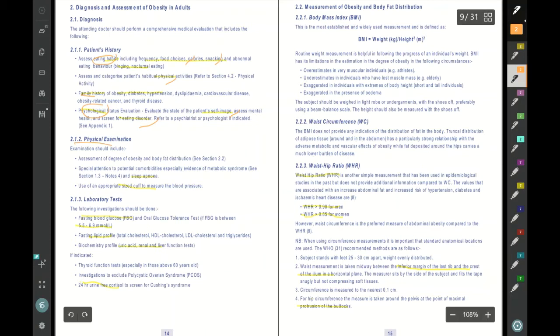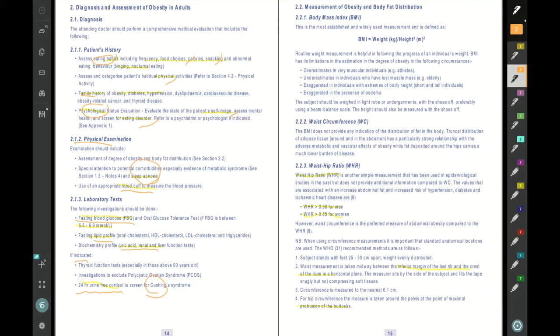Our physical examination consists of examination to see if the patient has sleep apnea, and also we want to use the correct size of cuff to measure their blood pressure. And then, because of the metabolic syndrome, we want to know whether they have impaired glucose tolerance. So we're going to do a fasting blood glucose to find out about that. And then lipid profile, we also want to see their uric acid, renal and liver function tests. And then if indicated, we will also do a 24-hour urine free cortisol, especially regarding Cushing's syndrome.